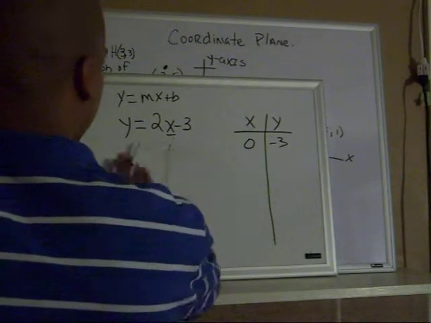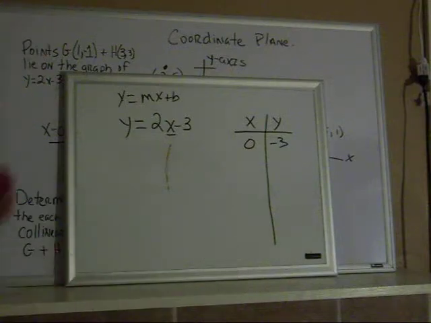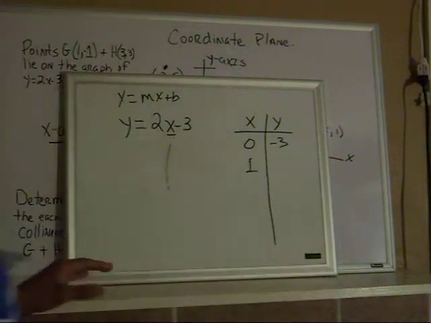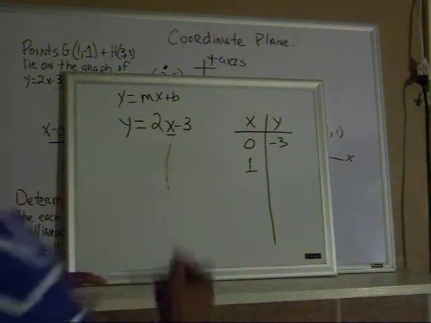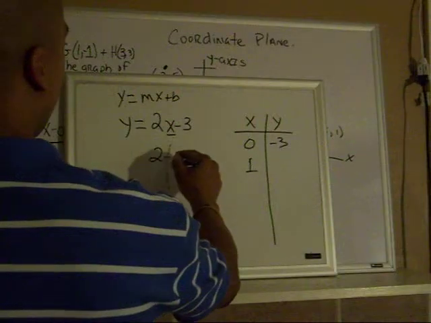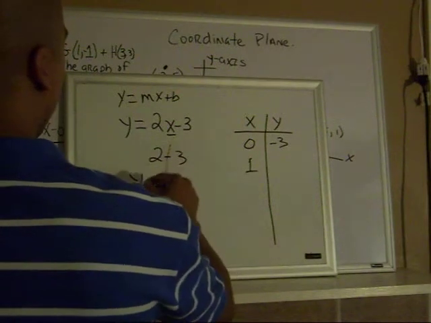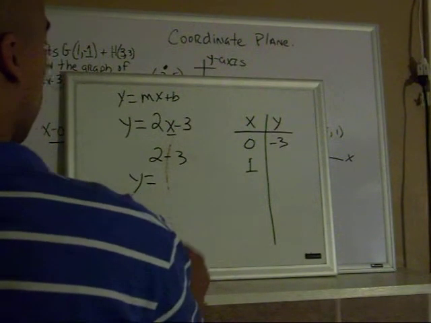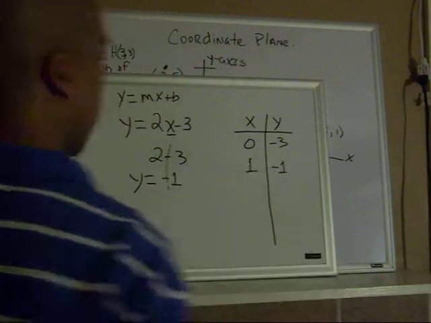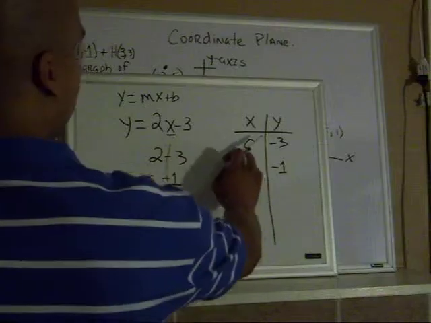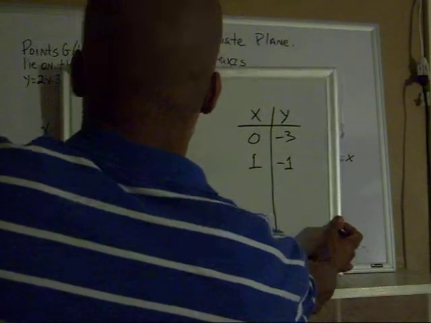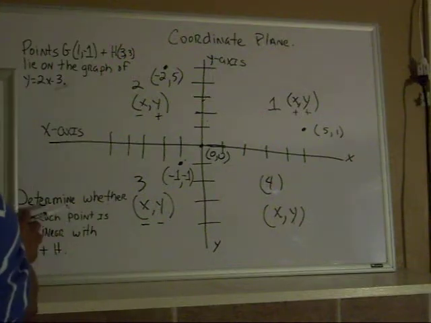So let's go ahead and just try another number. Let's make it easy. Why not just try 1? So we're going to set x equal to 1. That's 2 times 1, which is 2, minus 3. Your y is going to equal, what's that, a negative 1? So in this case, now we have two ordered pairs. We have (0, -3), and we have (1, -1). Okay, so then we'll go ahead and graph that.